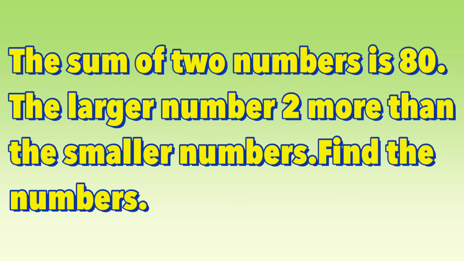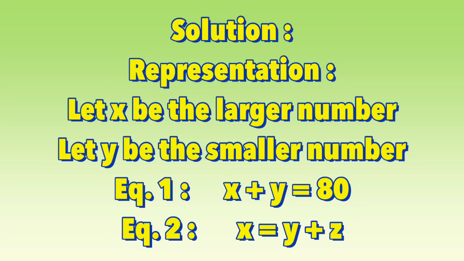we're going to assign the variables x and y. Since the problem is asking for the two numbers, let x be the larger number and y be the smaller number. And the next step we're going to do is the equations. So we will make equation 1 and equation 2 because we're going to solve this problem by using the system of equations.